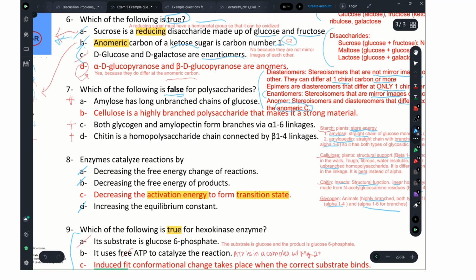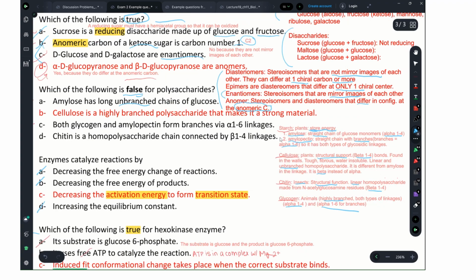So we have, amylose has long unbranched chains of glucose. So let's look at amylose. Unbranched, yes, that's true. Amylose is straight chain. There's no branches, so yeah, that's true. So that can't be the right answer because they want false.